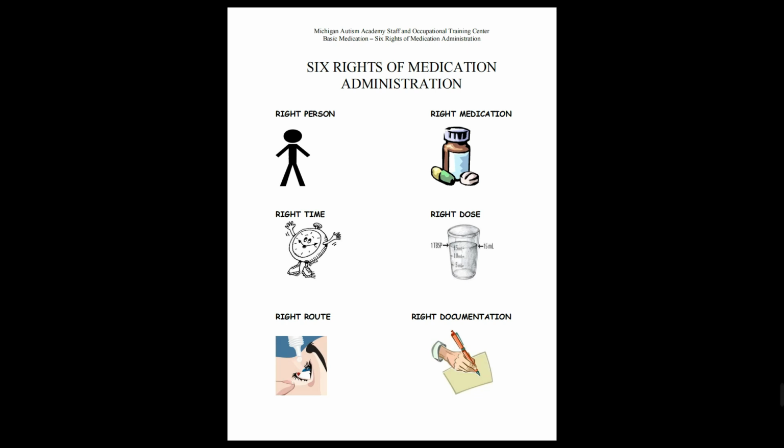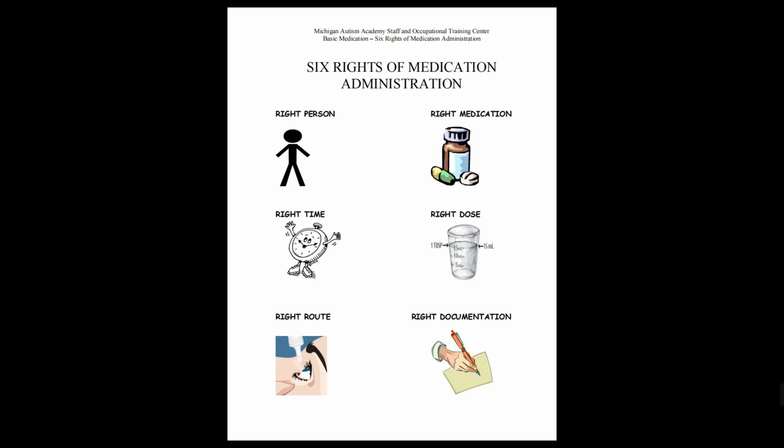Right medication. To ensure that you administer the right medication, you are required to follow the 3 rules, and this is to be checked every time: the prescription, the pharmacy label, and the medication administration record. And the information on those 3 documents must match exactly.